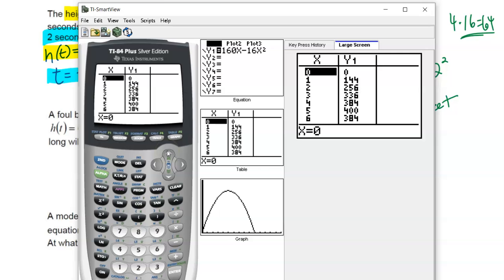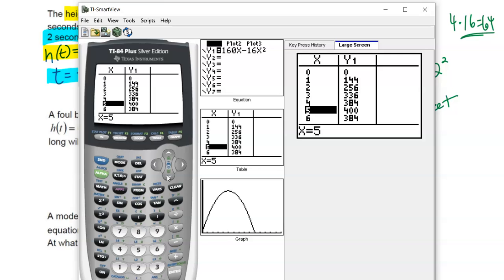If you plug in 1, you get 144. If you plug in 2, you get 256. So it's telling you after 1 second, how high is the rocket? 144 feet. After 2 seconds, the rocket is 256. So when does it hit its maximum and start coming back down? After 5 seconds, it starts coming back down, doesn't it? After 400 feet? So that's what it looks like.